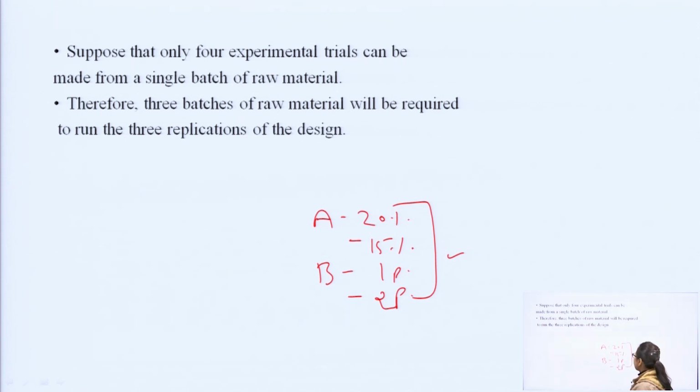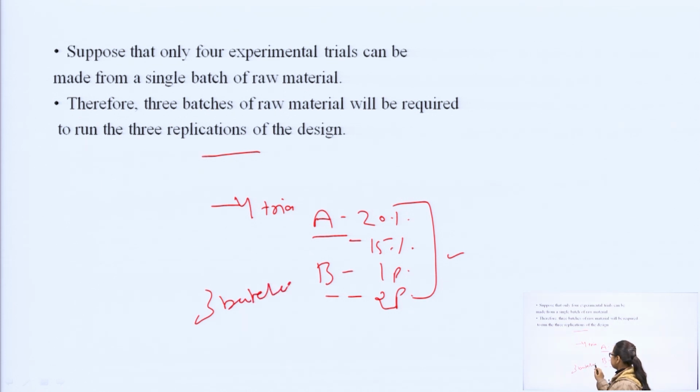It means, as I said, factor A has two concentrations, 20% and 15%. Catalyst has two amounts, 1 pound and 2 pound, and we can make only 4 experimental trials in a single batch. In a single batch, 4 experimental trials, and we have to run 3 replications of this. So we need 3 batches. So how do we do it next?